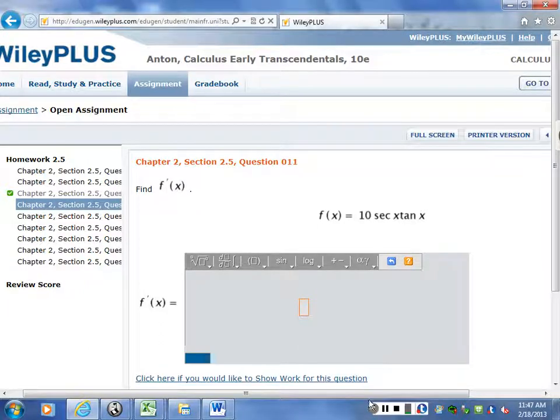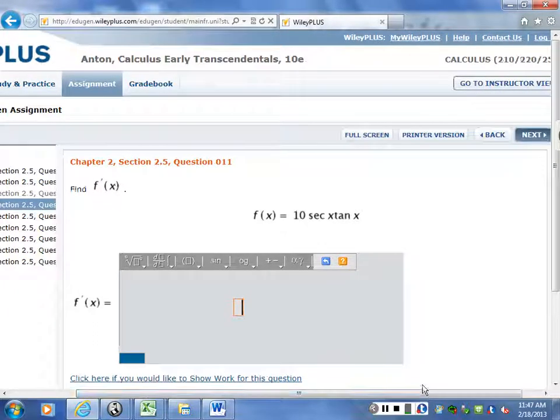Okay, in this example, we're using the product rule. So the derivative of secant, whole tangent, and the derivative of tangent, whole secant. I want to get through some more, so you'll have an example of this in homework, but I want to get to a couple more.